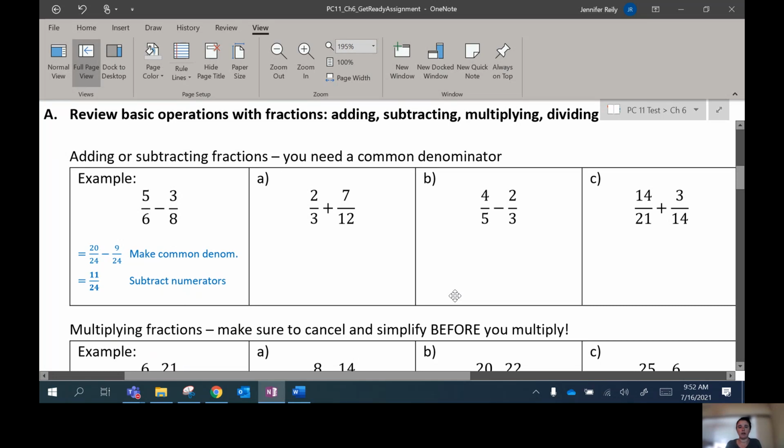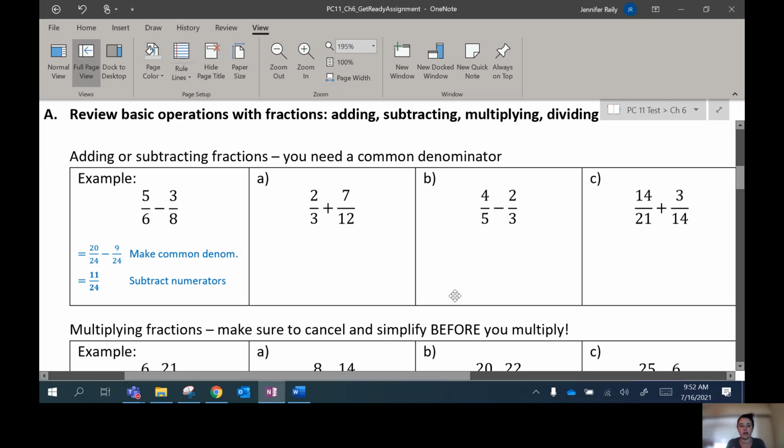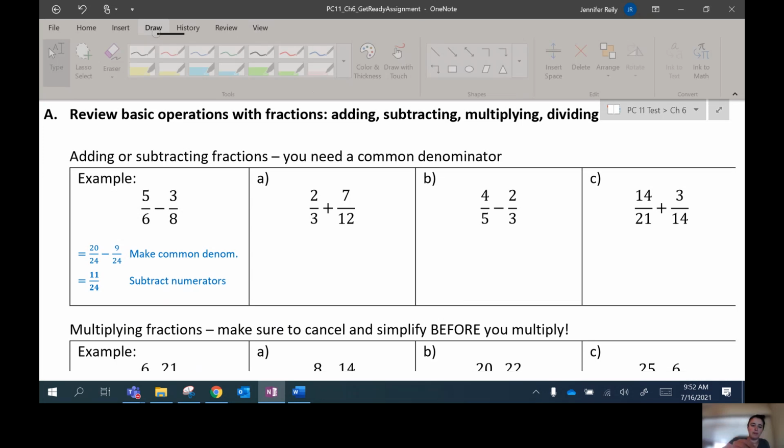If you feel already like you know this, please skip ahead to the part of the video where you need to do it with me. Otherwise, you can also do this assignment on your own. You don't need to watch this video and then just check your answers with the answer key.